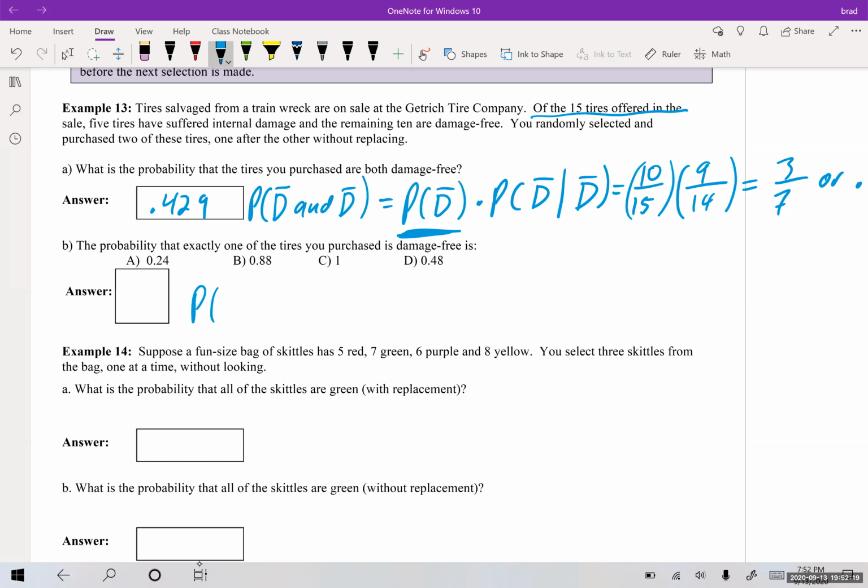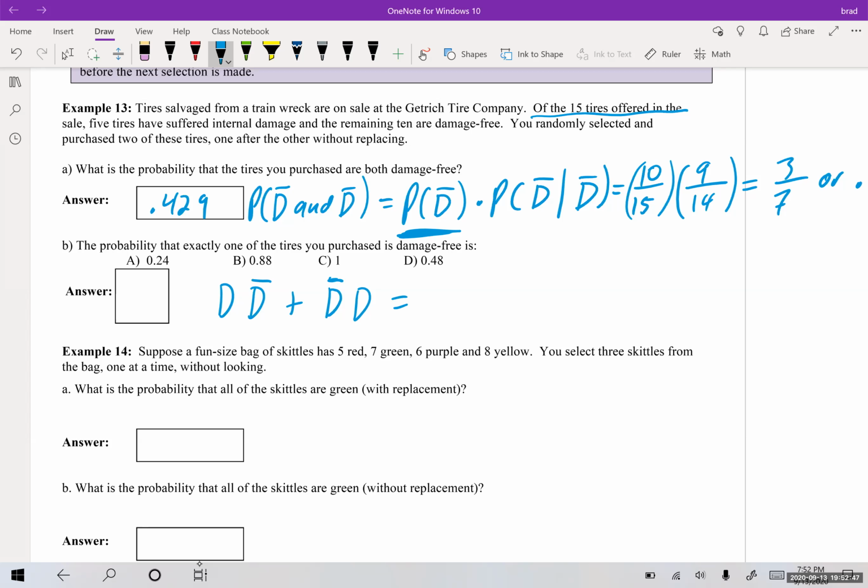Let's just do a little model for it. We could have the first draw is damaged and the next draw is damage-free. We could also have the first draw is damage-free and the next draw is damaged, right? Is there any other scenario where only one of the tires is damage-free? No, that's the only 2 scenarios, right? So we're going to add these 2 situations.